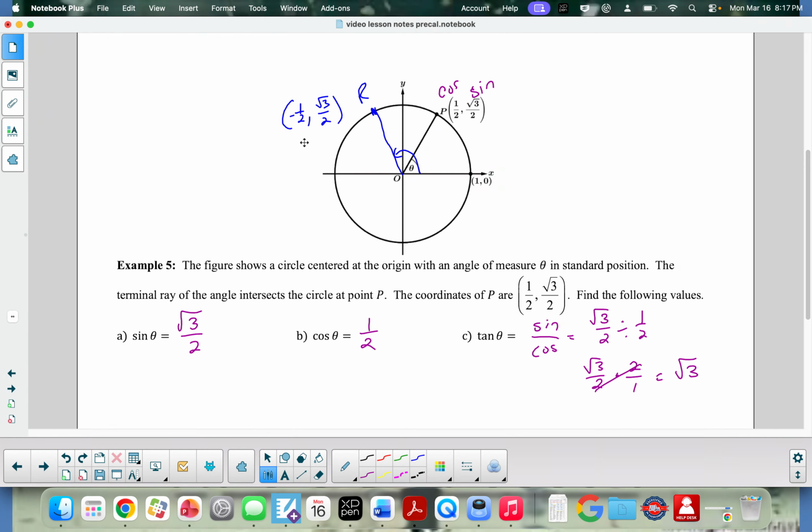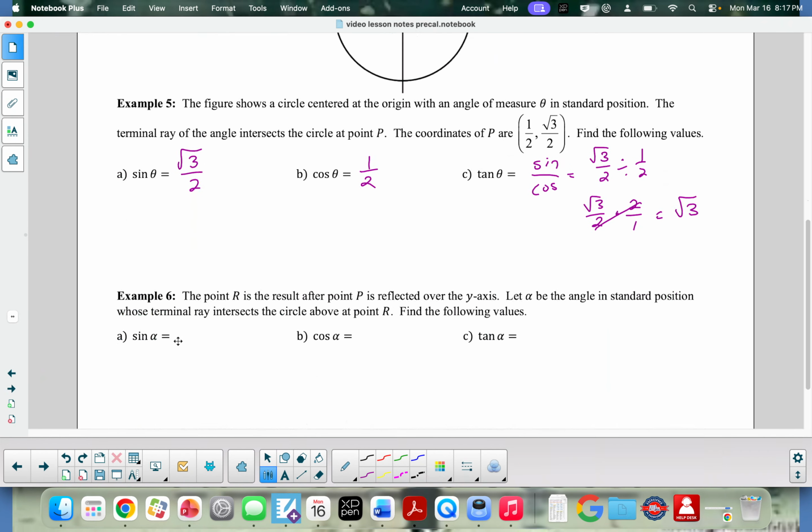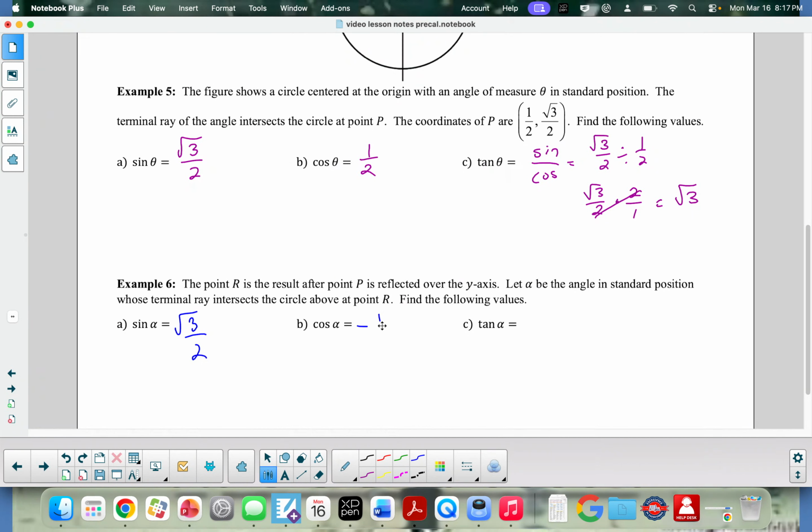Okay, so I want the values for that one. So sine, still y. Okay, that's still root 3 over 2. Cosine is the x, and now it's negative because you reflected it. And the tangent, because you're dividing sine by cosine, you're going to get the same answer. It's just now going to be negative root 3. And that is it for this one. Like I said, we're just getting back into that unit circle, and we'll talk more about it in class if we need to.